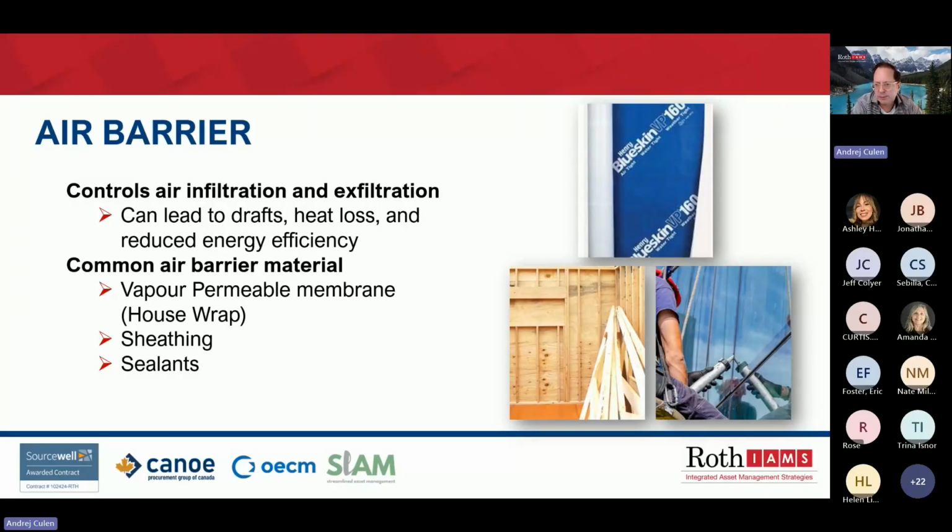Sealants, caulks, tapes, and gaskets that seal joints, seams, and penetrations to prevent air leakage. A successful air barrier system should be continuous, airtight, and durable. To achieve this, it is essential to carefully design and detail the air barrier, ensuring that all potential leakage points are properly sealed. Proper installation by trained professionals is also crucial for long-term performance.